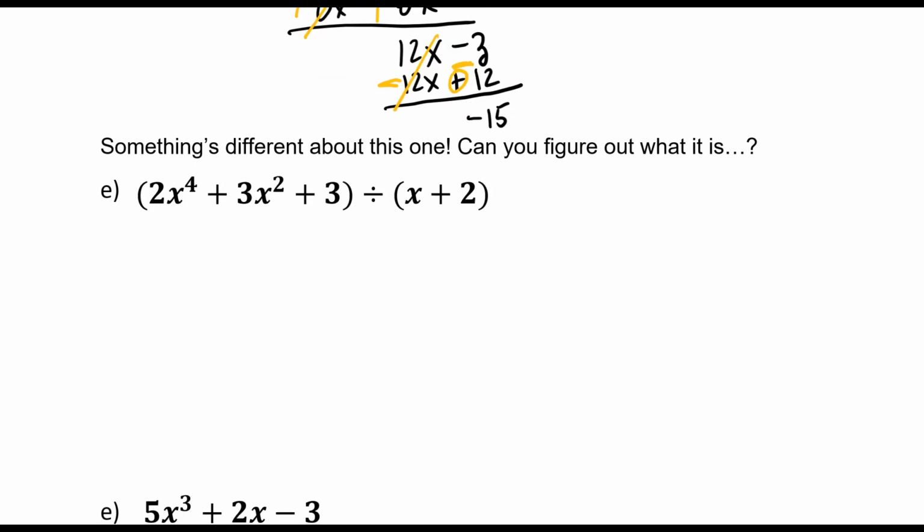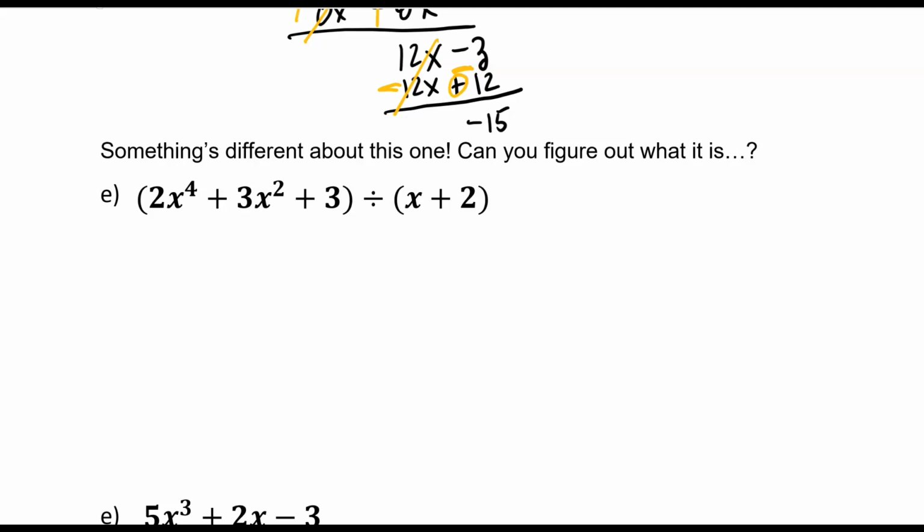All right, something's different about this one. Can you figure out what it is? For E, what is different? Well, notice that we are missing some terms here. So something's missing in between these terms. That's your hint.